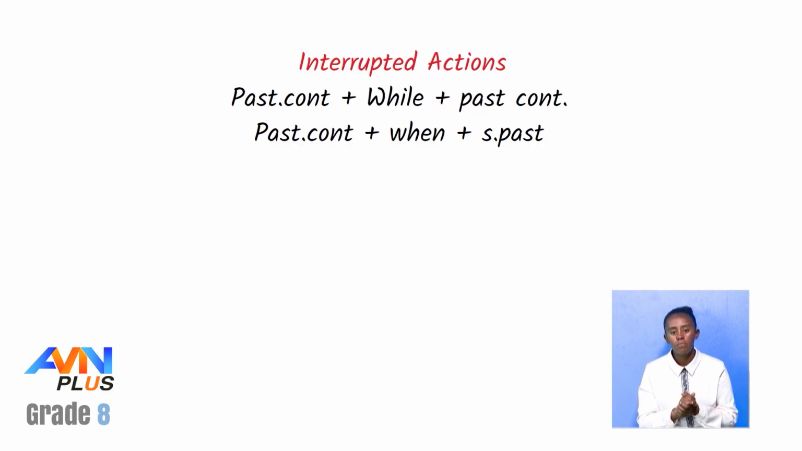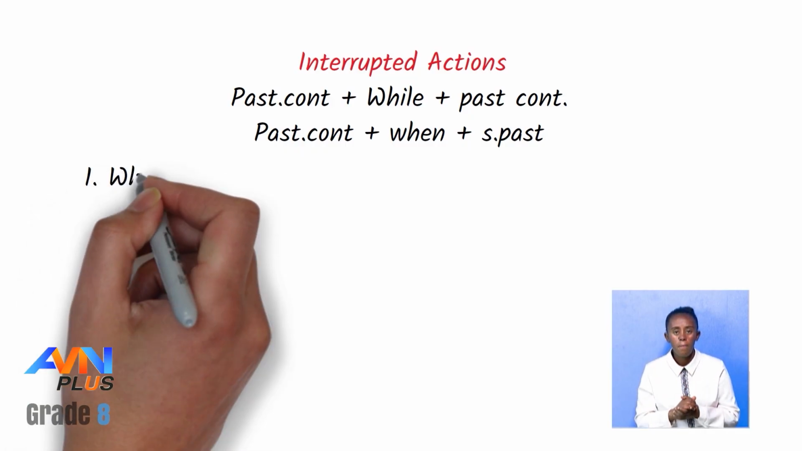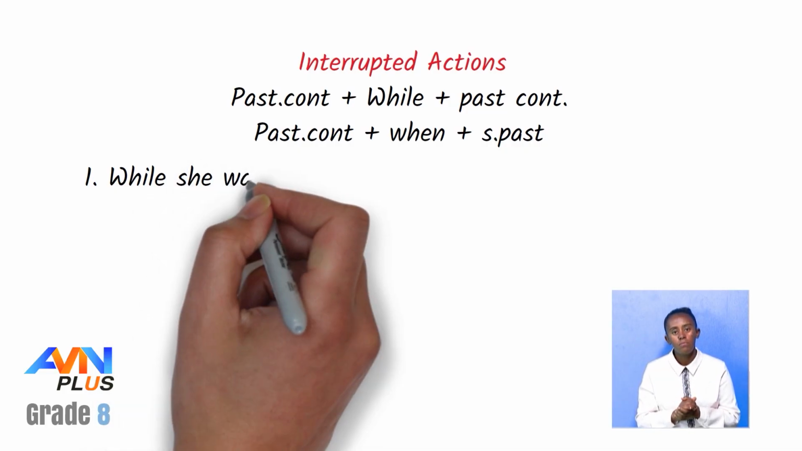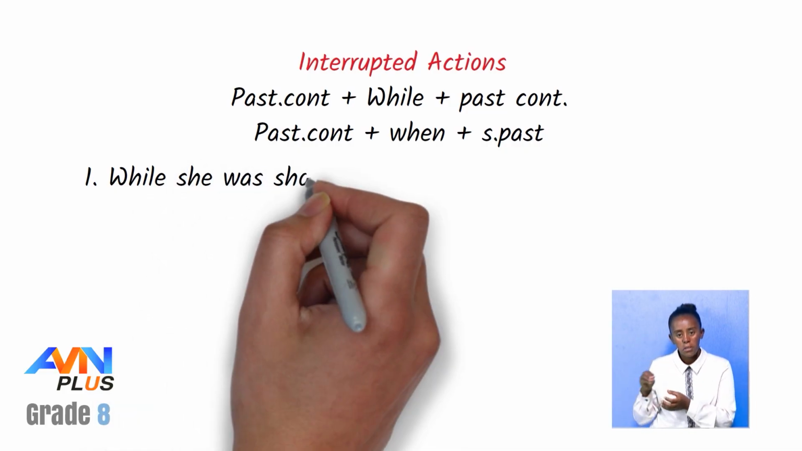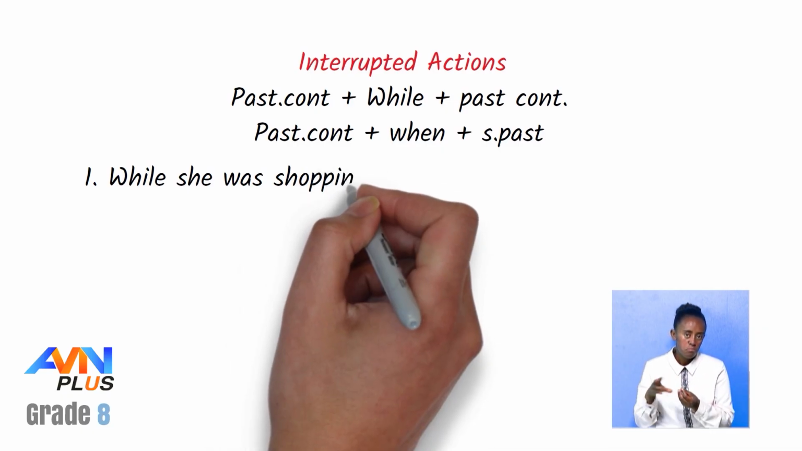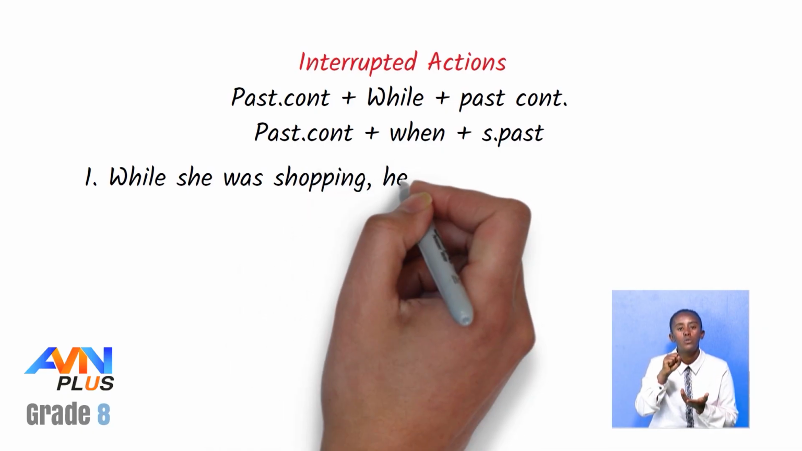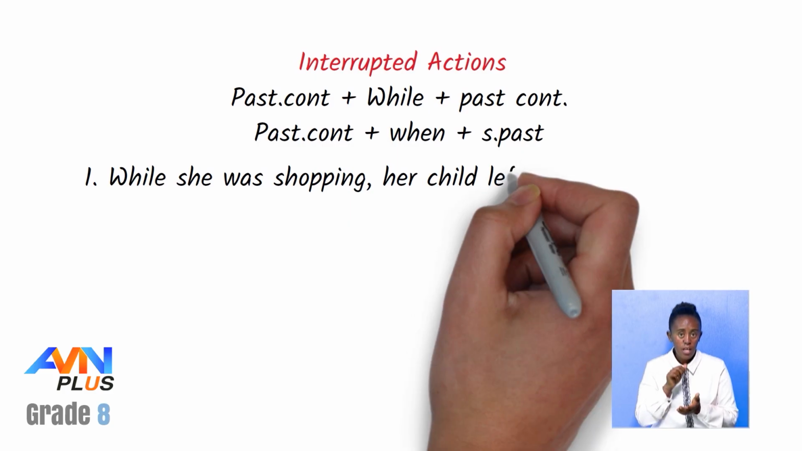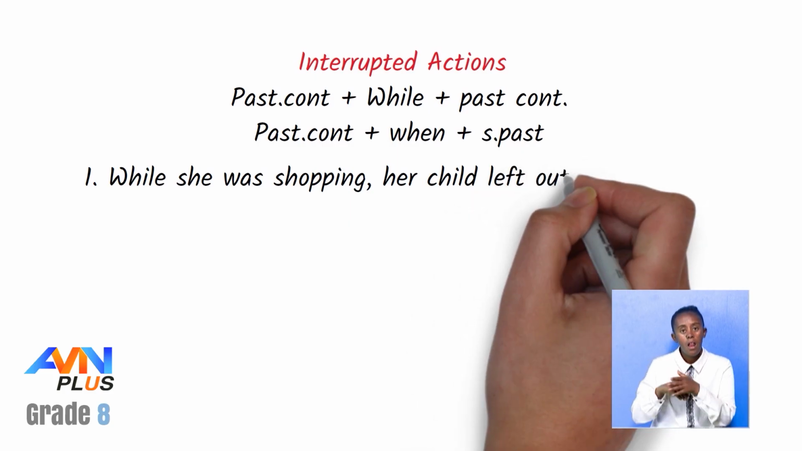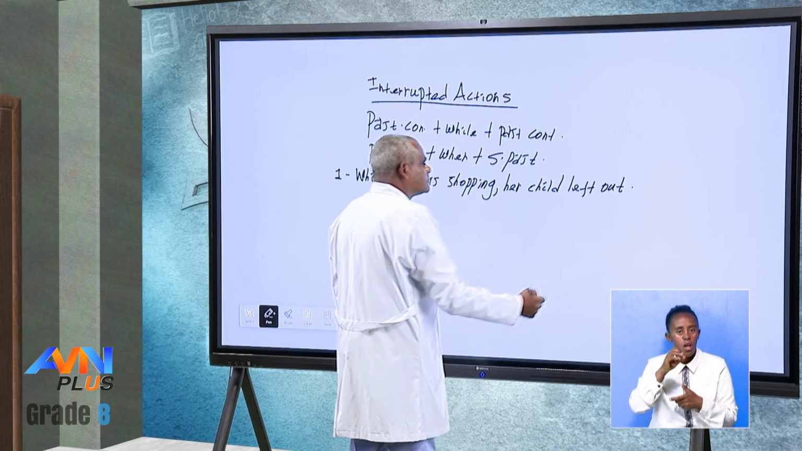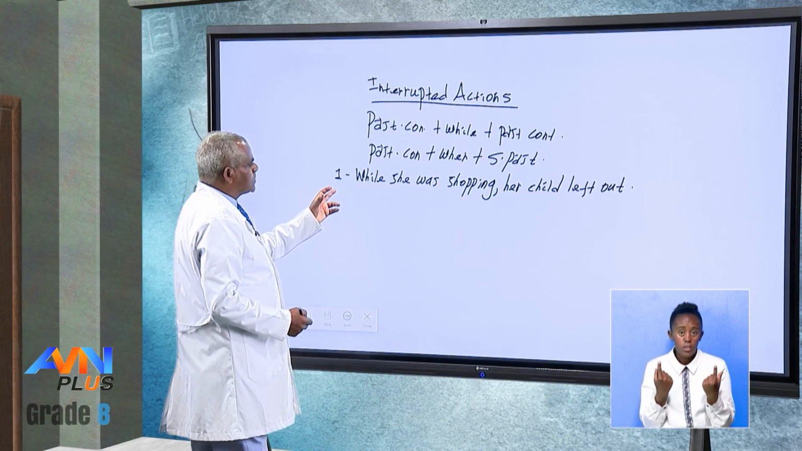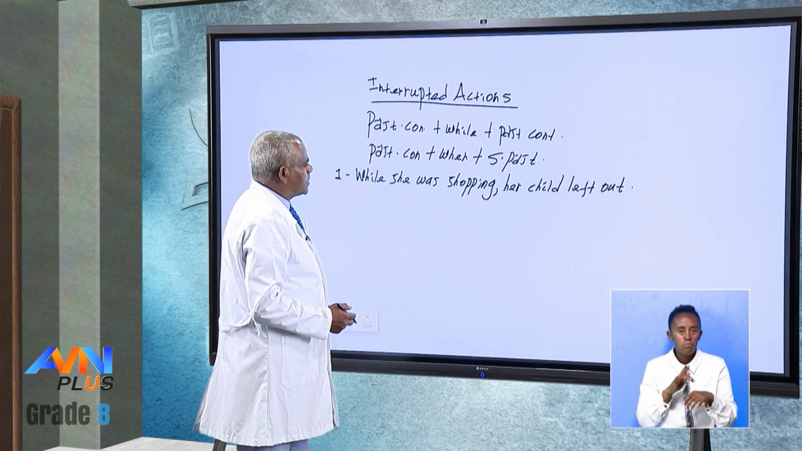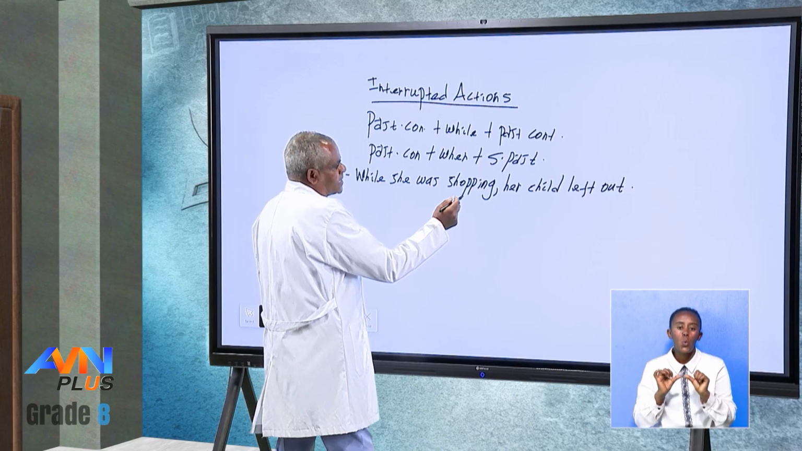While she was shopping, her child left. You see? While she was shopping, her child left. Possible. Past continuous tense in the case of simple past tense.